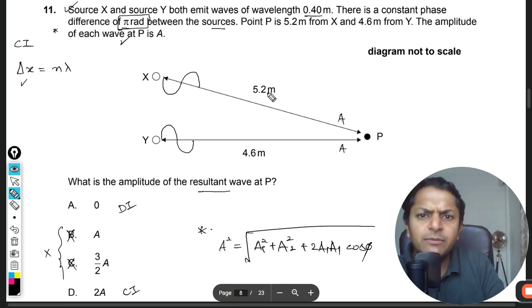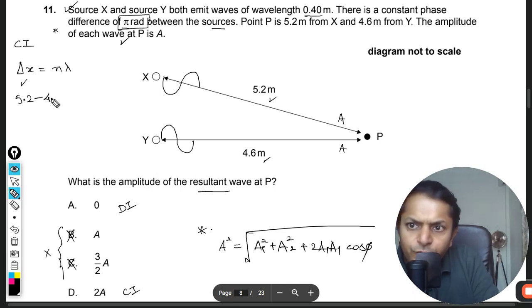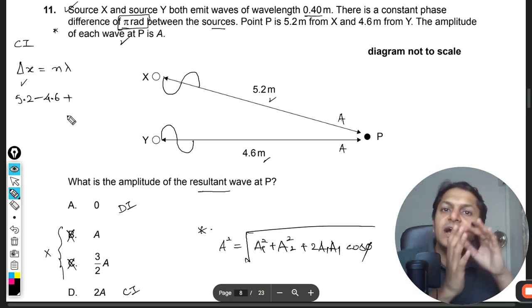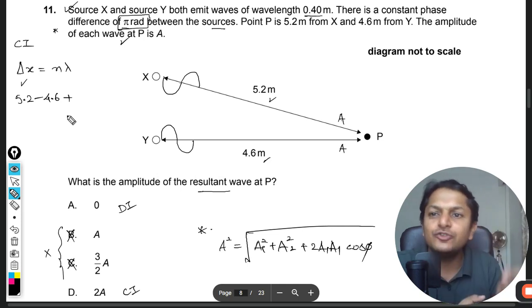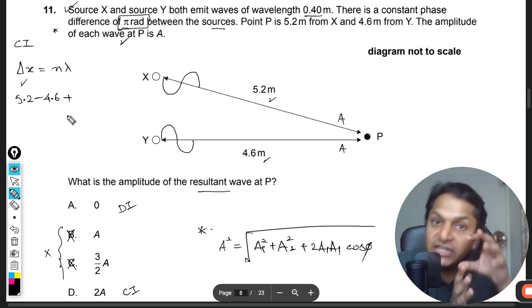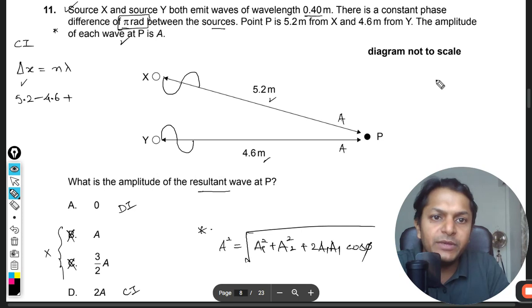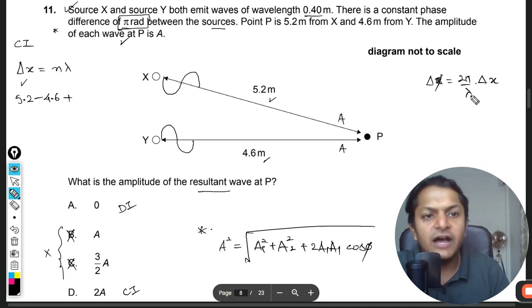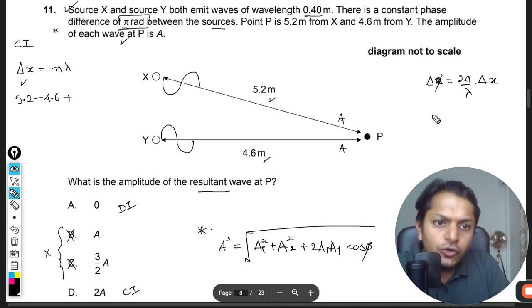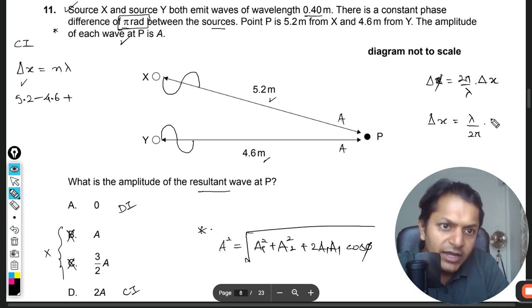Okay, one path difference can be found like 5.2 minus 4.6. Plus there will be an additional path difference that has to be added into this equation because of the initial phase difference. Now what that will be? I'm using this formula: delta phi is equal to 2 pi by lambda into delta x. I've given you this formula many times now. So we would be finding delta x because of this: lambda divided by 2 pi into delta phi.